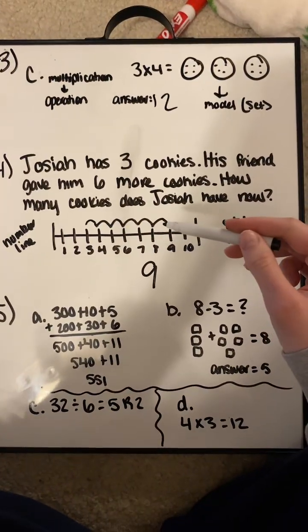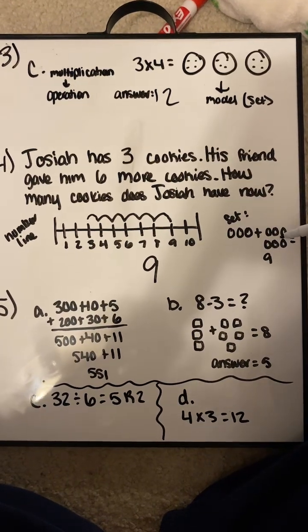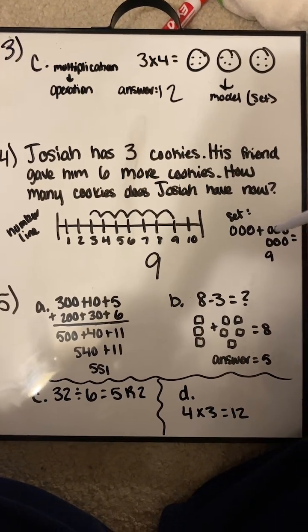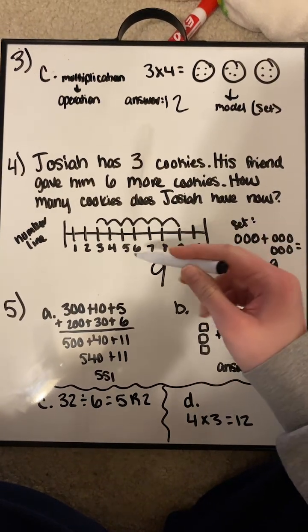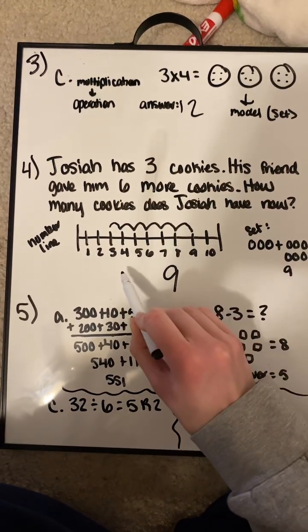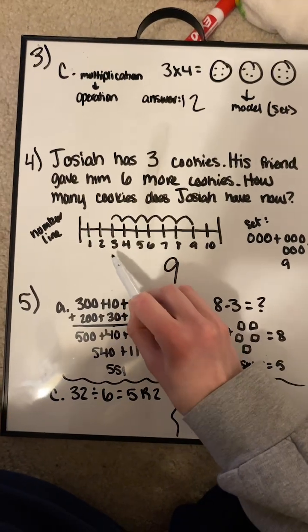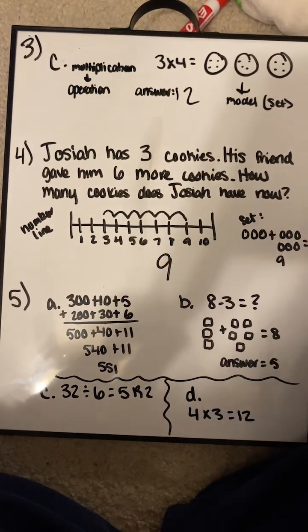The number line is better to use than a set because I feel like you can get a set confused with multiplication. And a number line is just an easier visualization from getting to 3 to 9.